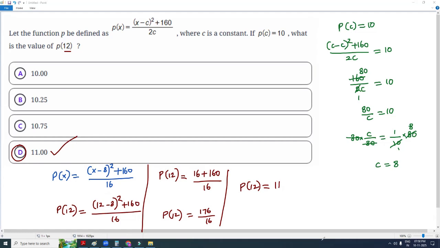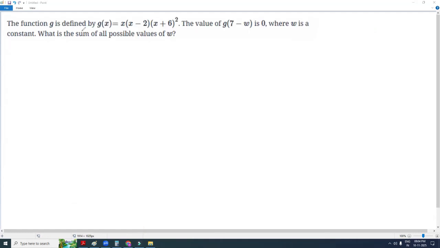Okay, let's go to the next problem. The function g is defined by g of x equals x times (x − 2) times (x + 6) the whole square. The value of g of (7 − w) is 0, where w is a constant. What is the sum of all possible values of w?